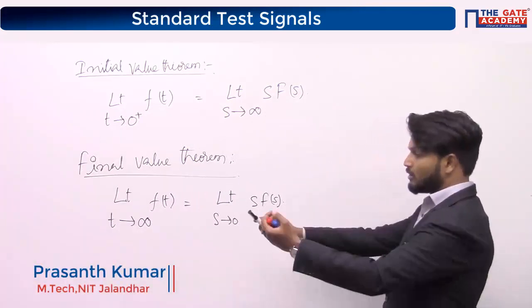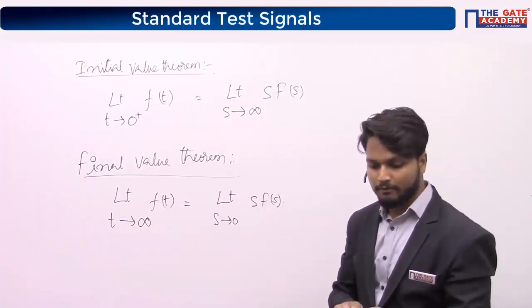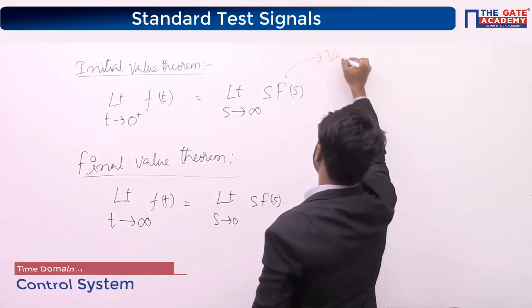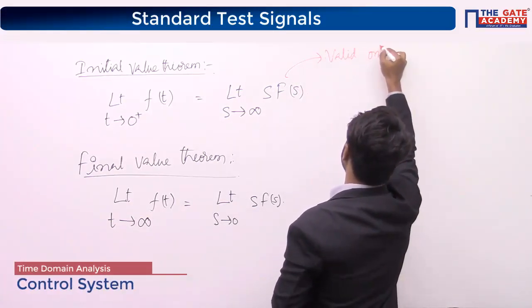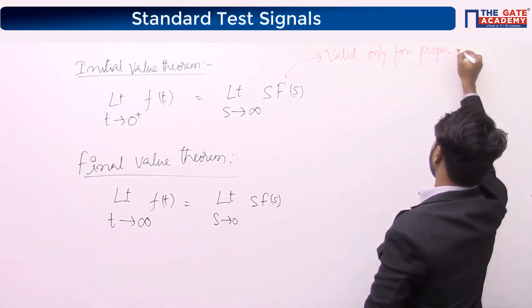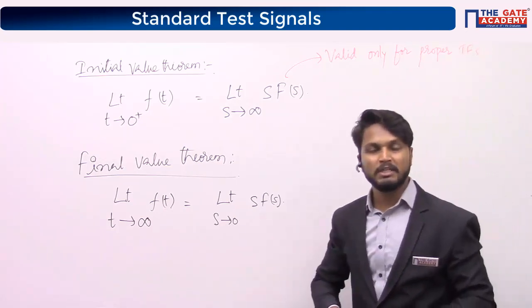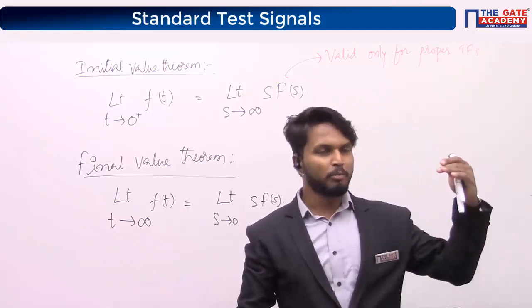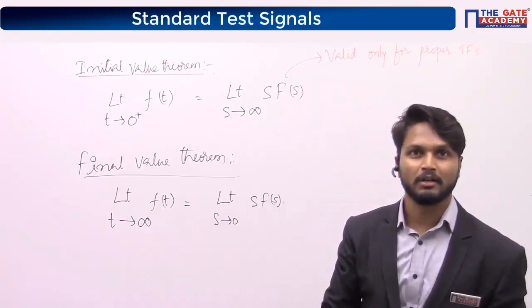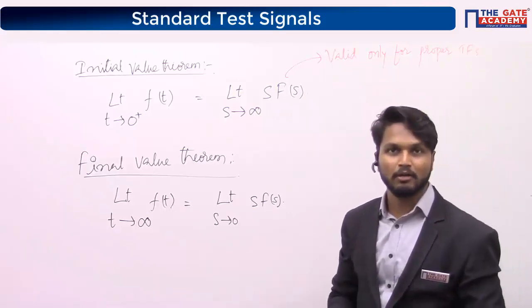See here, the initial value theorem is valid for proper transfer functions only. Proper transfer functions means the degree of the numerator is less than or equal to the degree of the denominator. Only then this is valid. Otherwise this is not valid at all.